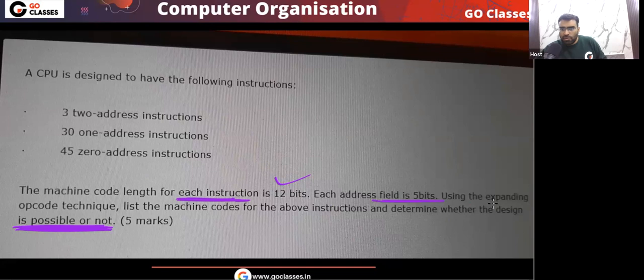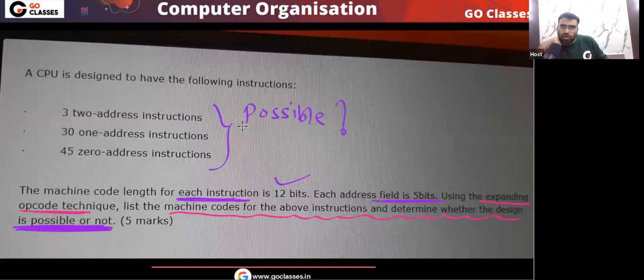Using the expand opcode technique, list the machine codes for the above instructions and determine whether this design is possible or not. You tell me, is this possible or not? That's my question. Just use the bit pattern method and tell me, is this possible?